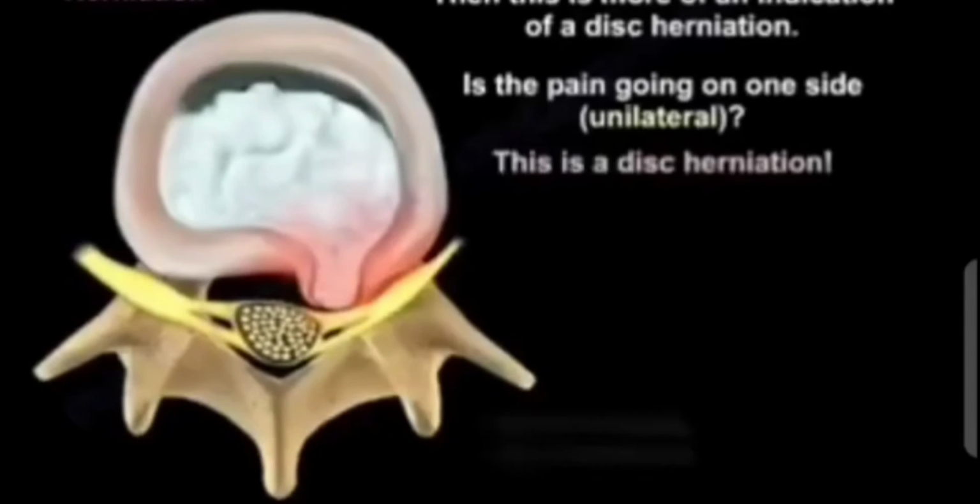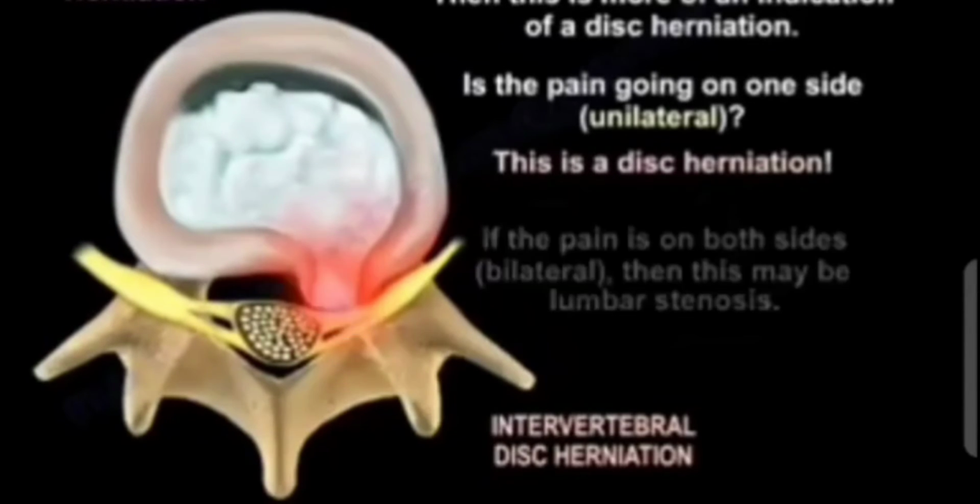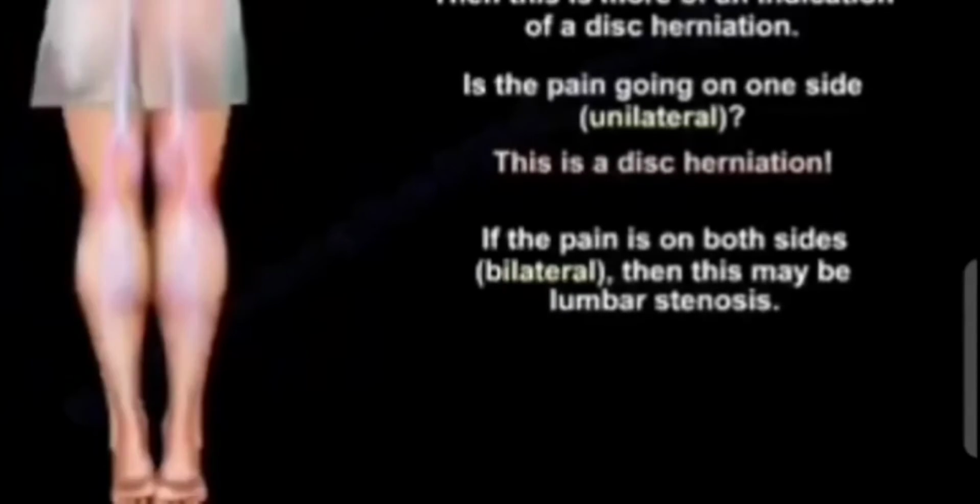Does the pain go below the knee? That's more indication of a disc herniation. If the pain is going to one side, unilateral, that's a disc herniation. But if it is bilateral, both sides, that may be lumbar stenosis.